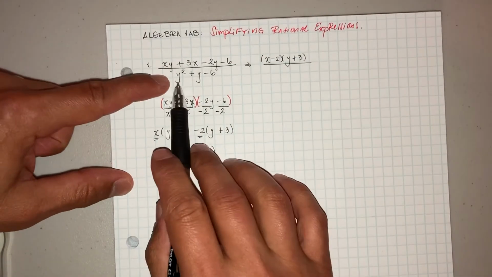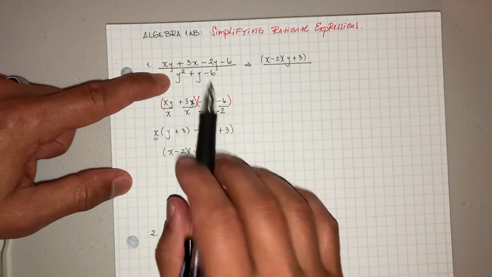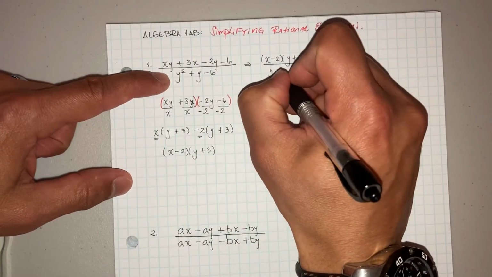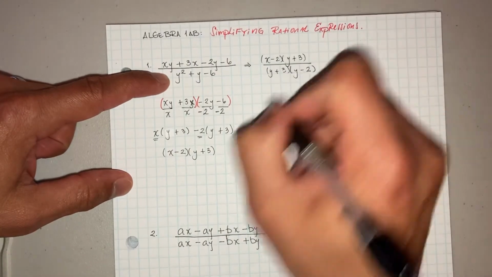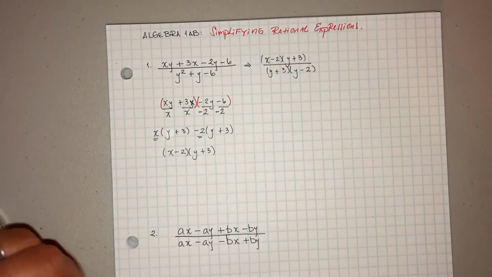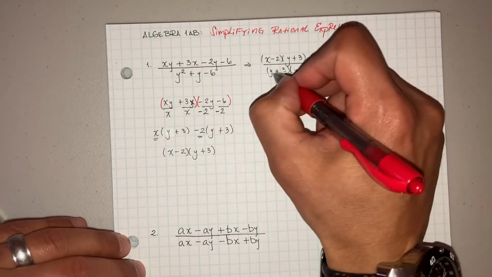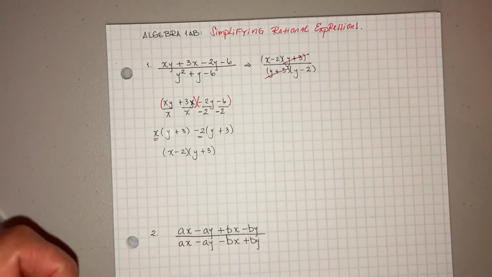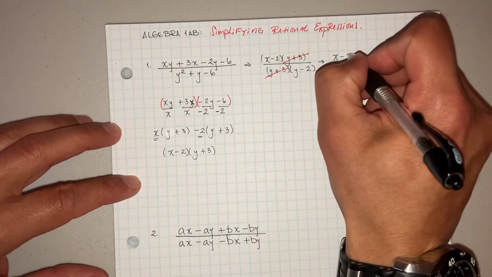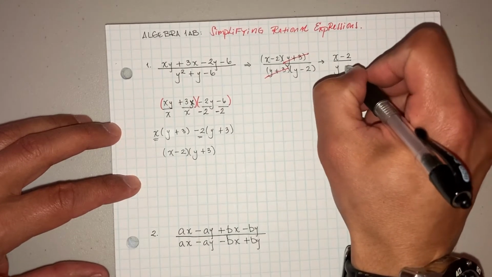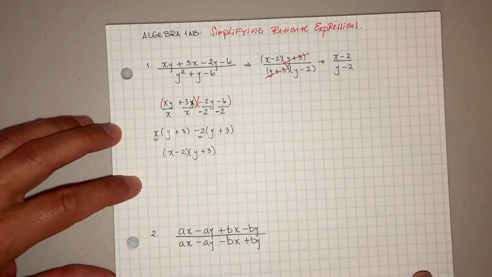Okay. Now what about the bottom? Well, this one should be pretty easy to factor. This one's going to give you y plus 3 and y minus 2. Okay. And you can already see that these two are the same. Estos dos se pueden simplificar. You can simplify that. And you're going to go ahead and get x minus 2 on the top and y minus 2 on the bottom. And that's your answer, guys.